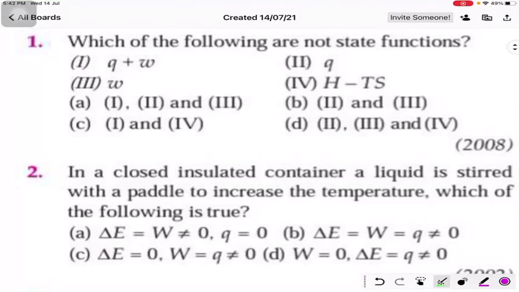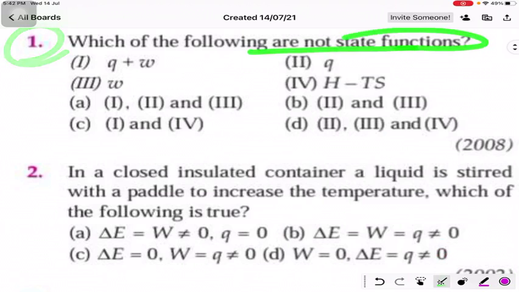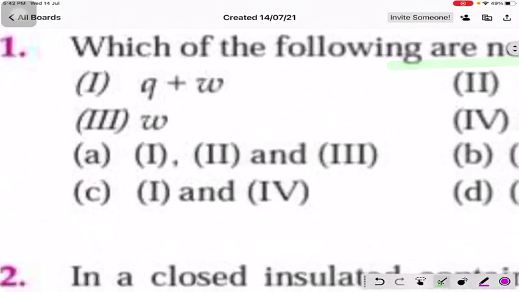Everyone, today is the second part of the NEET series. I have some NEET previous year questions. So let us start. It is based on thermodynamics. The very first question we have: which of the following are not a state function? Okay, so let us check them out.